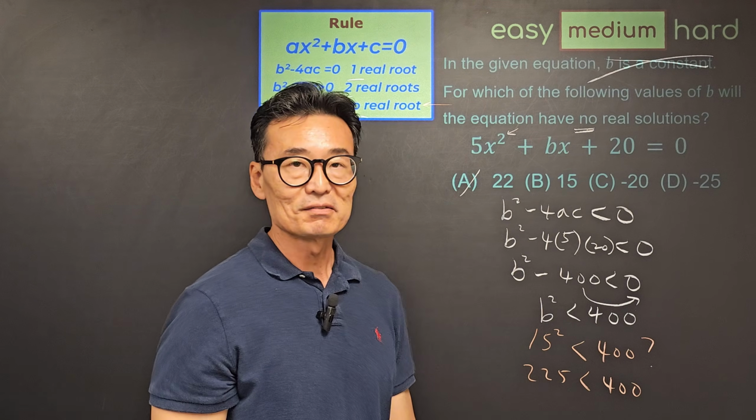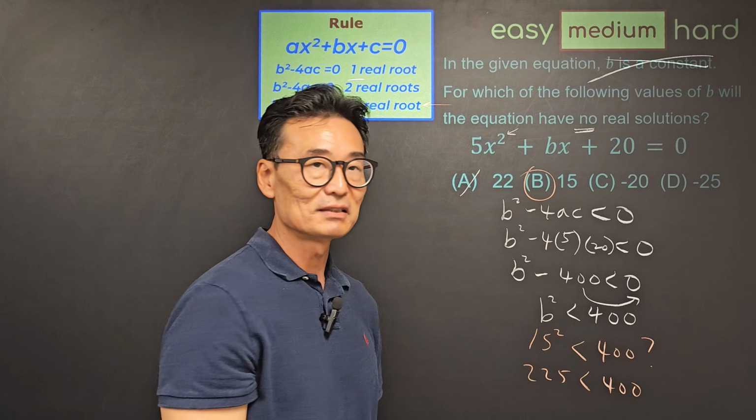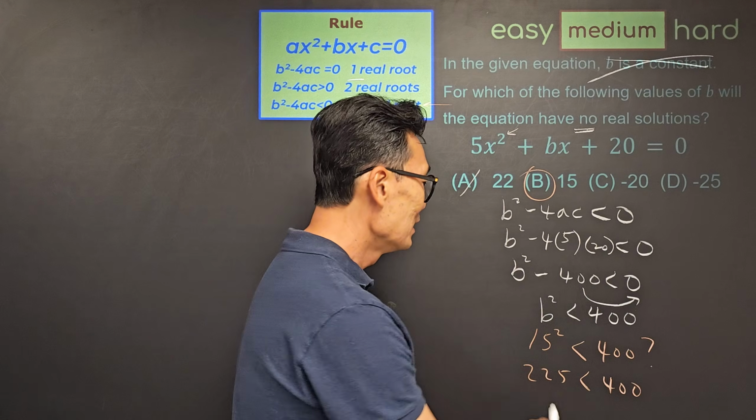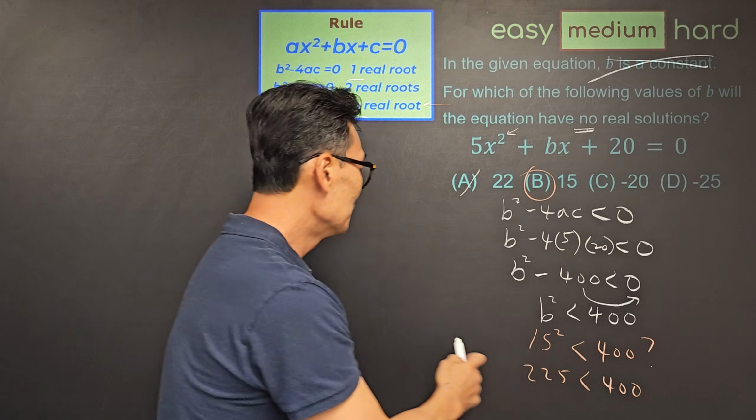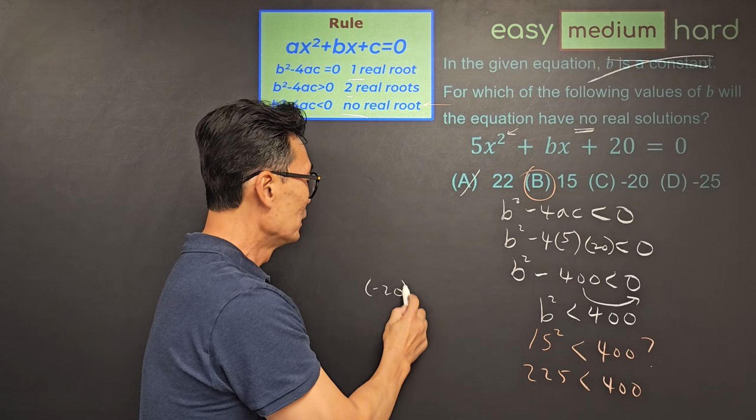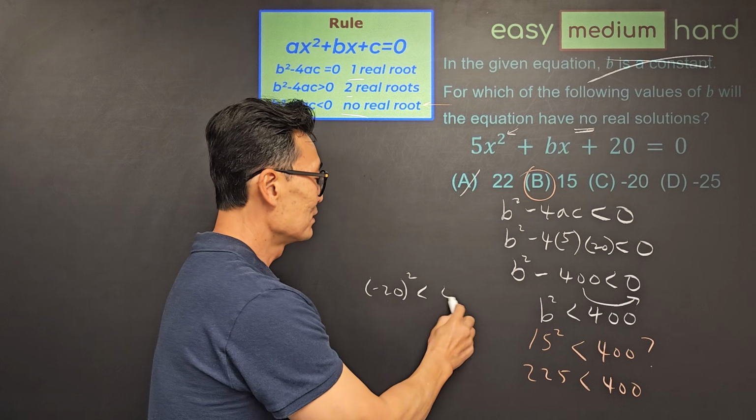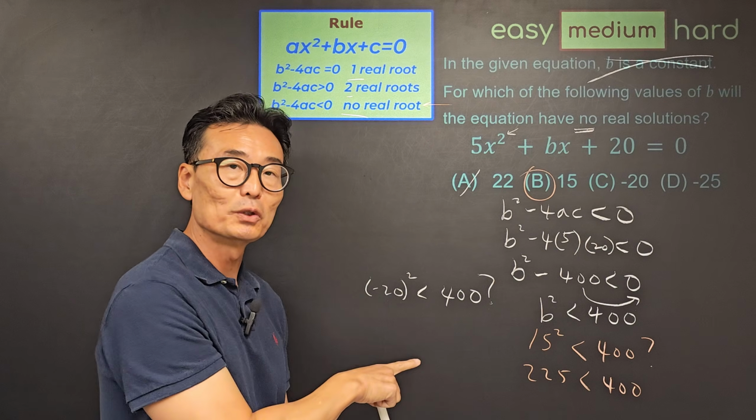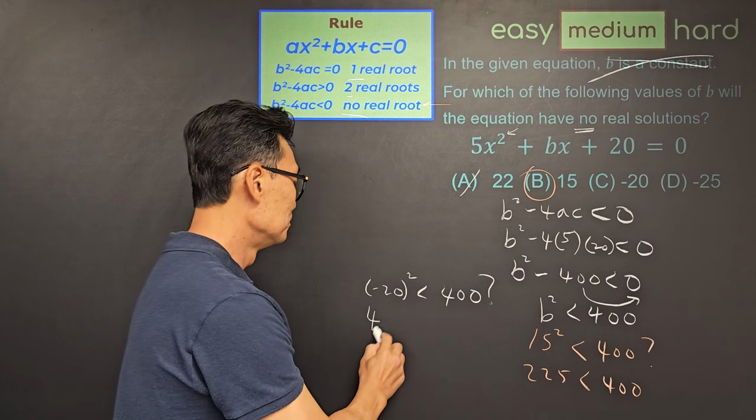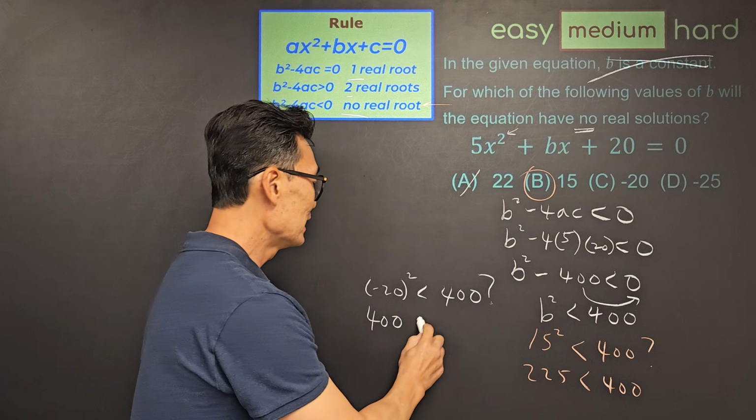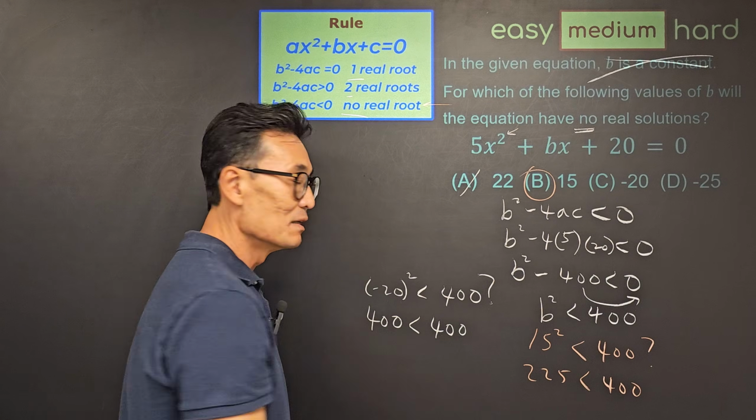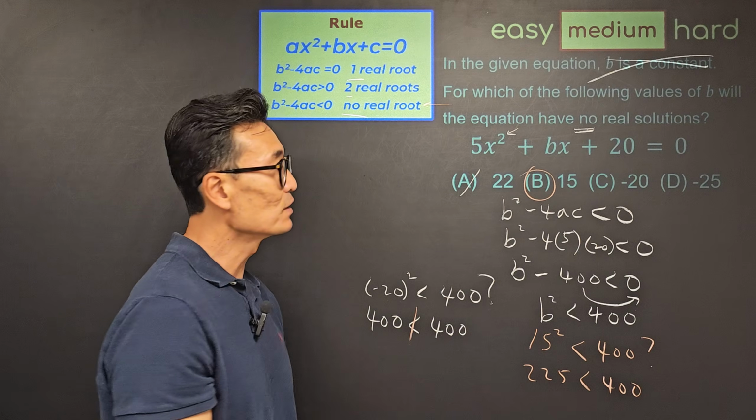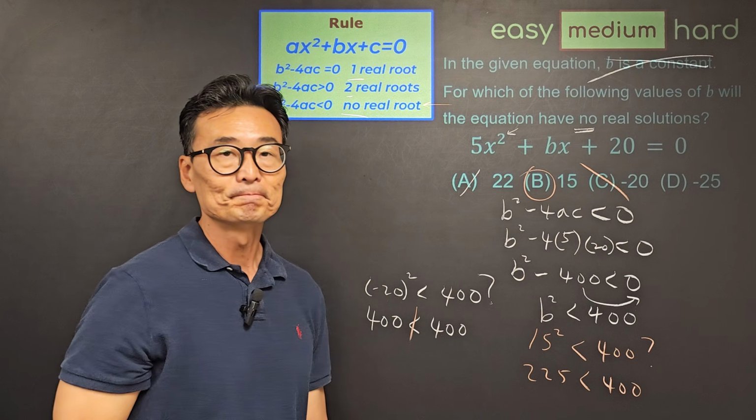It is less than 400, so B is the answer. If you want to check answer choice C as well, we can. Take the negative 20, plug it in here. Is negative 20 squared less than 400? Well, negative 20 squared is going to be positive 400, and it is not less than 400. It's actually equal to 400, so that's not true either, meaning C is no good.